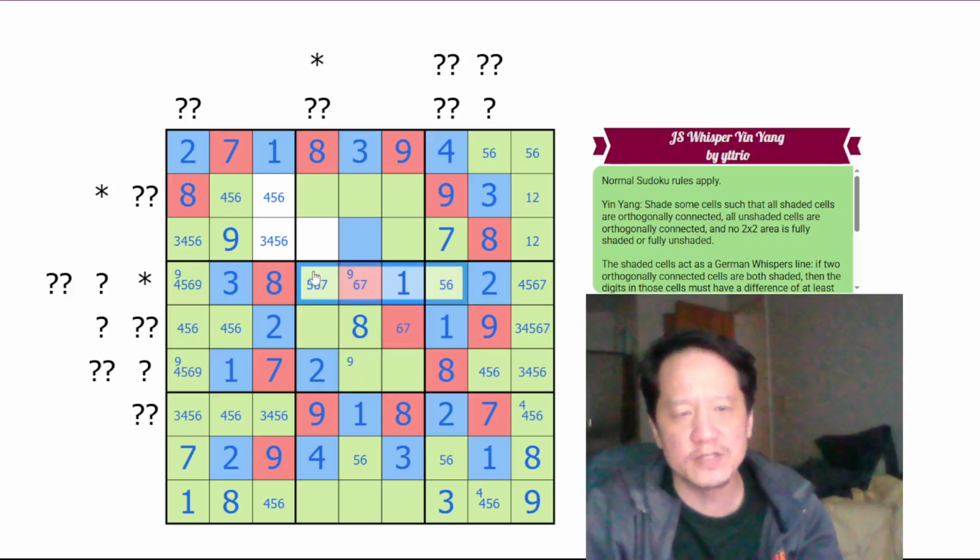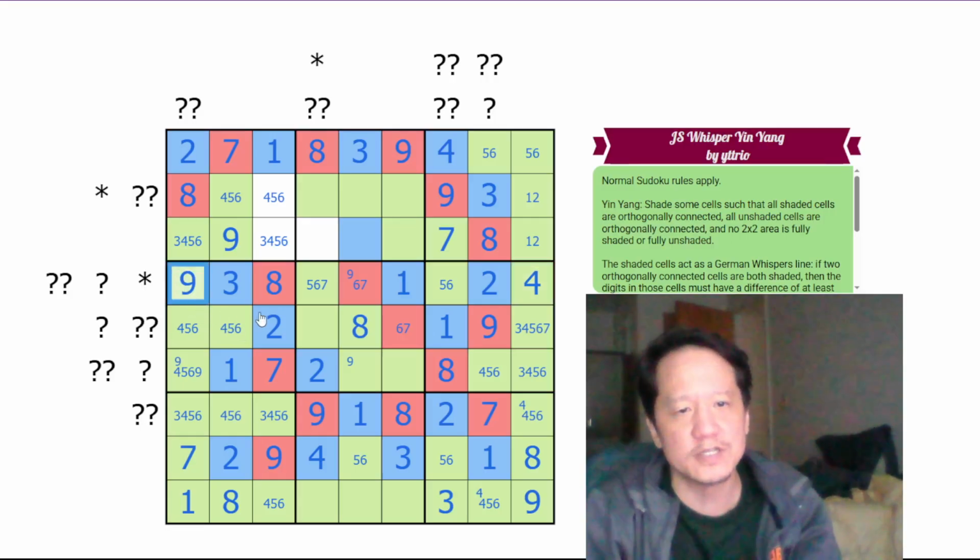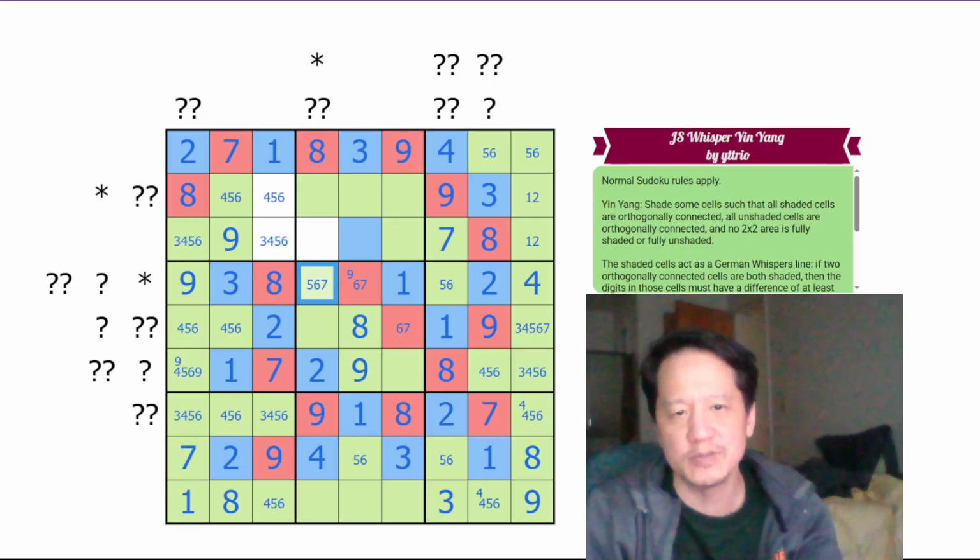We have a 5, 6, 7 triplet in row 5, 4, which eliminates 5, 6, 7 in the rest of the row, so this is 4. This can't be 4, 5, or 6, it's 9. Therefore, this is 9 here. This 6, 7 pair eliminates 6 and 7 in the rest of the box, so this can't be 6 or 7. That's 5, which makes this 6, which makes that 7, which makes that 6.